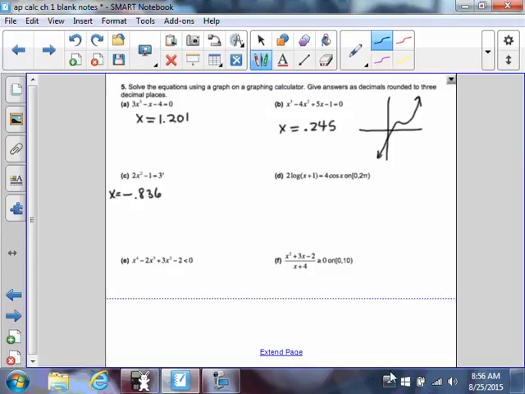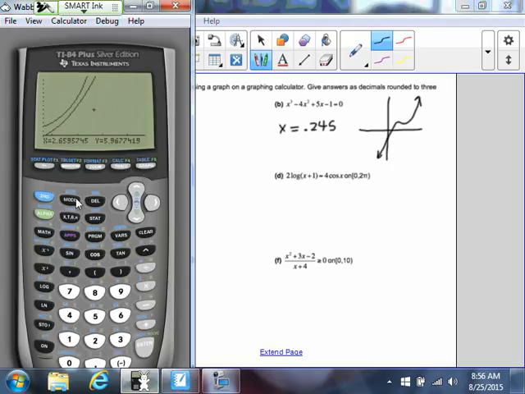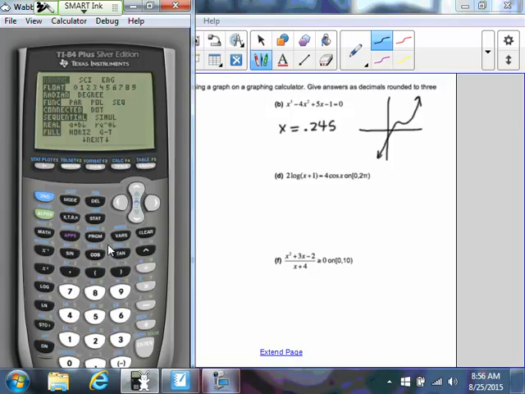So then the next thing. So we have 2 log of x plus 1 equals 4 cosine of x on 0 to 2 pi. So you should make sure that your calculator is in radian mode. Okay, so on your calculator, go to mode, and you want it to be in radian. So hit enter on the radian. And the calculator should always be in radian mode for AP Calc.